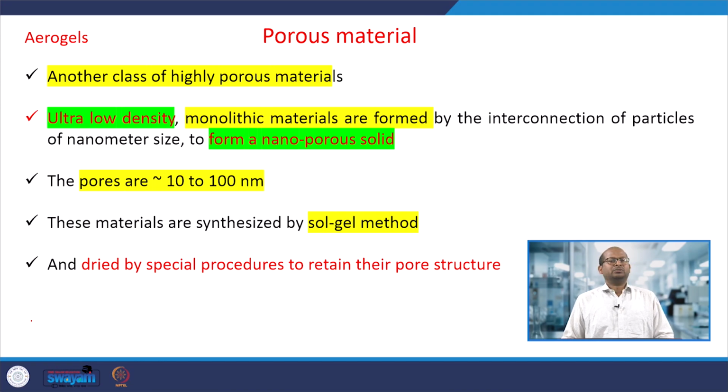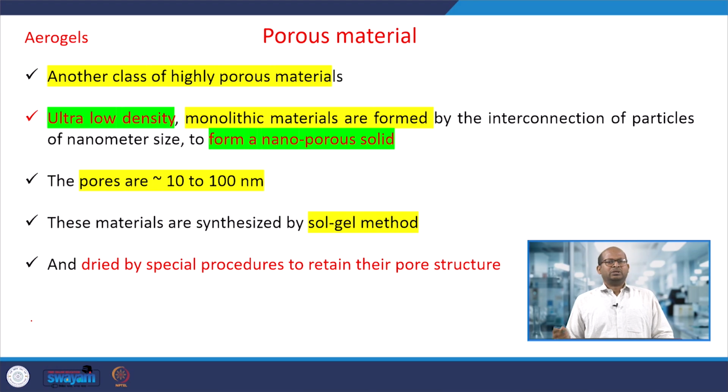Now, what are aerogels? A class of highly porous materials. Various types of porous materials we have studied, and depending upon their pore structure we can classify them as micropores, mesopores and macropores. If the pore size is less than 2 nanometers, we say it is a microporous material; if it is in the range of 2 to 50 nanometers, it is a mesoporous material. Similarly, if the pore size is more than 50 nanometers, it is a macroporous material.